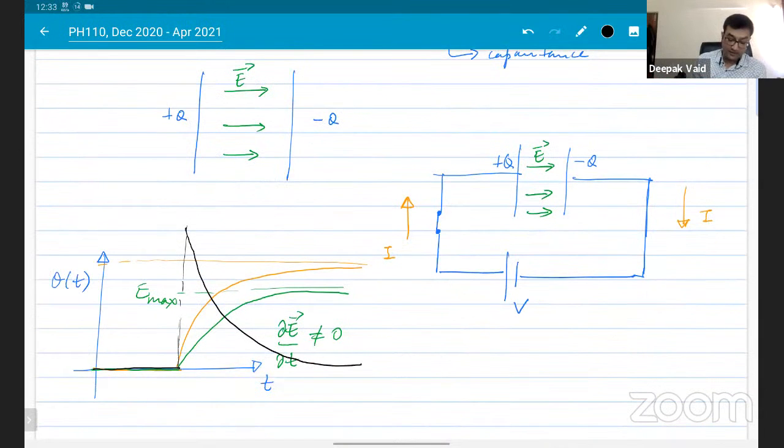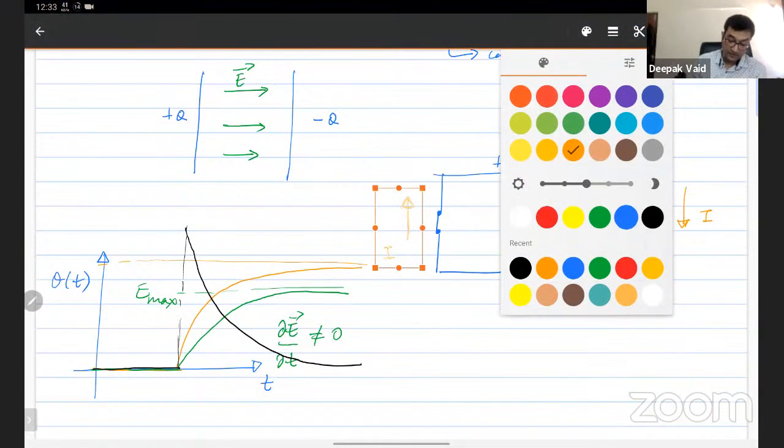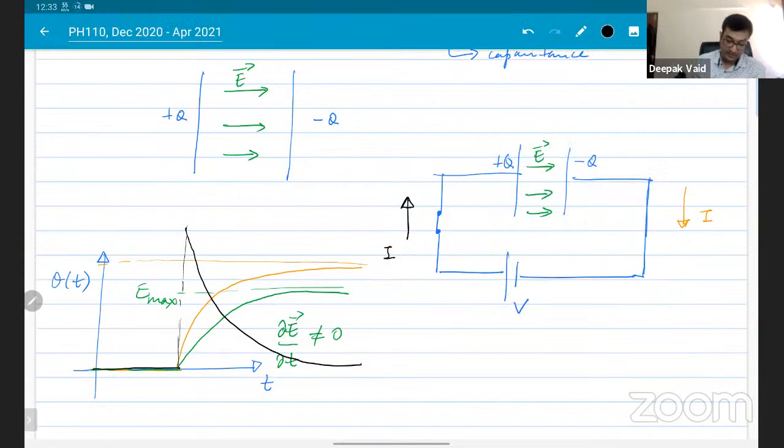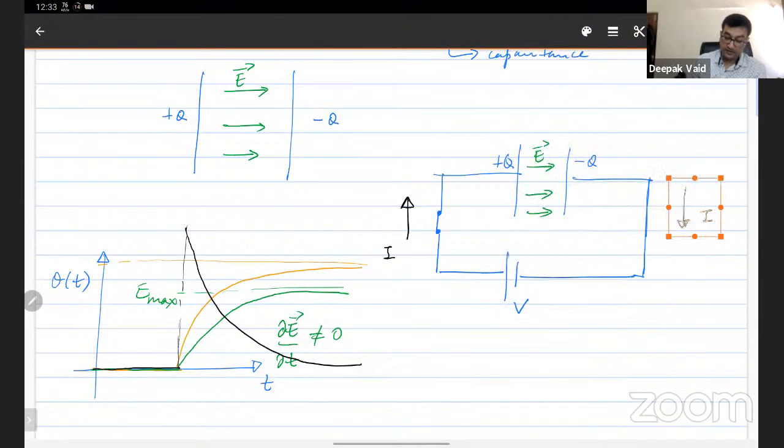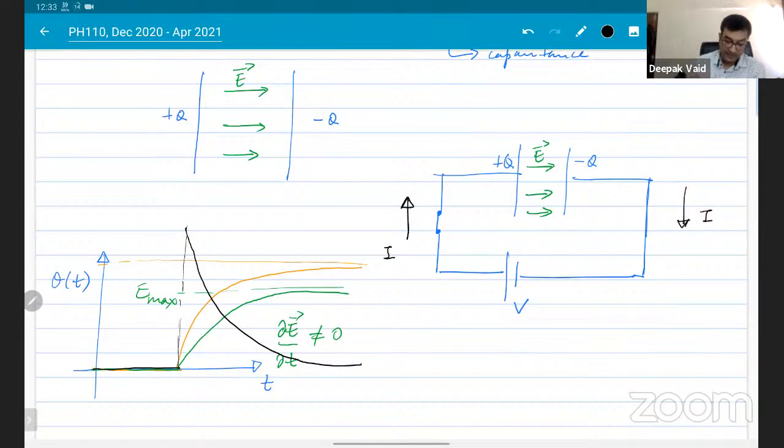Now, if there is current in the circuit, then there is going to be a magnetic field generated due to that circuit. So there will be a magnetic field that is generated, like this.